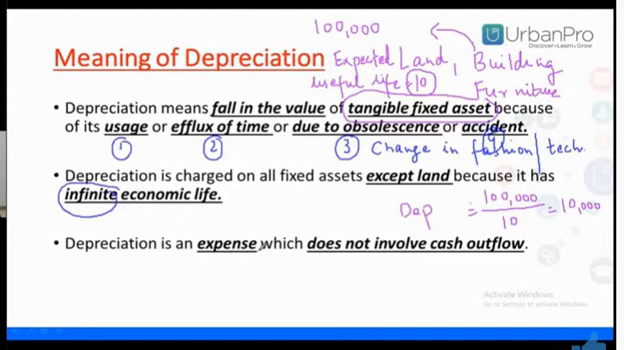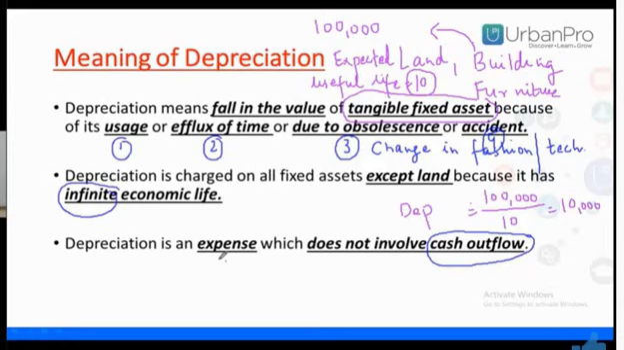And depreciation is an expense which does not involve cash outflow. What does it mean? It means that we have expenses. There are 2 kinds of expenses. One where cash outflow is involved and other where cash outflow is not involved. Let's understand where cash outflow is involved. First, if we pay the salary, we pay the amount of salary to someone who comes to us, there is cash outflow.